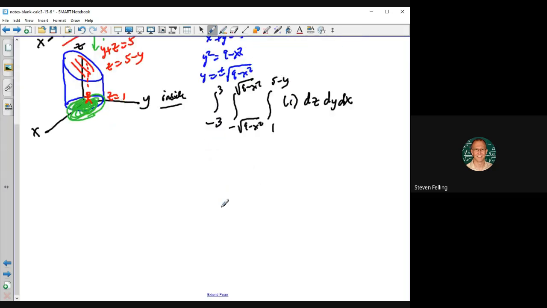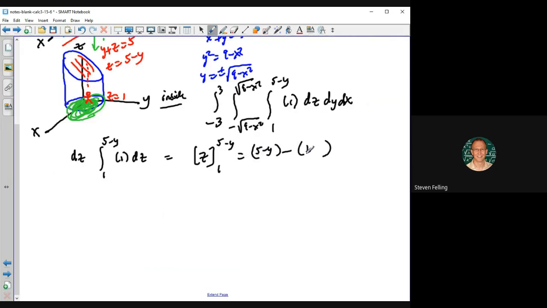I have a feeling this is going to get kind of ugly, but let's start with the z. So we have the integral from 1 to 5 minus y of just 1 dz. There is no variable here, so the antiderivative is just the variable z from 1 to 5 minus y, so we have 2 copies. We put 5 minus y in here and 1 here. And so that would just be 5 minus y minus 1, or 4 minus y, right?